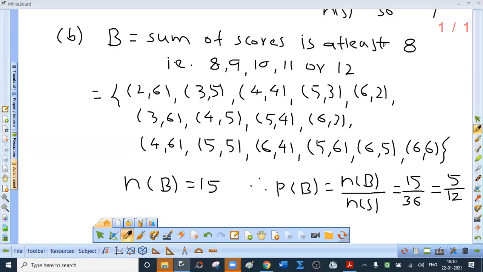So let B be the event that sum of the numbers is at least 8. At least 8 means what? 8 or more. So 8, 9, 10, 11, 12, don't say 13, 14 because the maximum sum is 12. So first list the pairs in which sum is 8. So (2,6) up to (6,2), then 9 and so on. So you will notice that there are 15 sample points in favor of the event B. So n(B) is 15. So what is P(B)? 15 upon 36, that is 5 by 12.